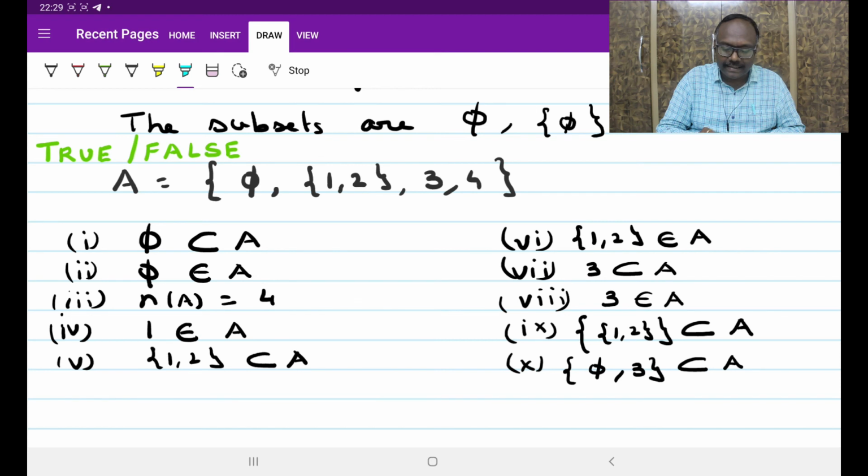Null set is a subset of A. We know that null set is a subset of every set. So the answer is true. So the answer is true for this.